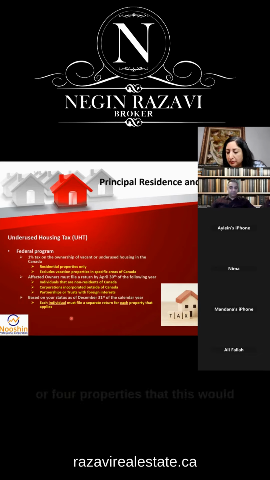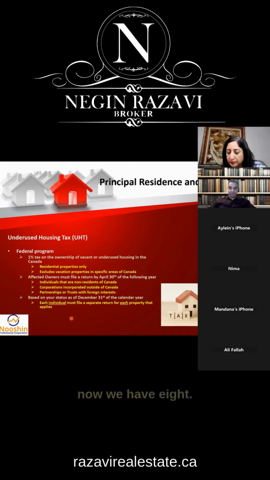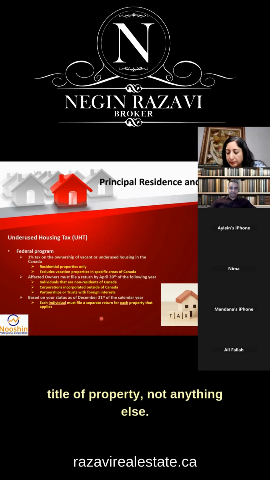So if you have 3 or 4 properties that this would apply to, you would have to file 4 separate returns. If you share it with a spouse or someone else, now we have 8 in that same example. And this one is based on who actually owns, who's on title of the property, not anything else.